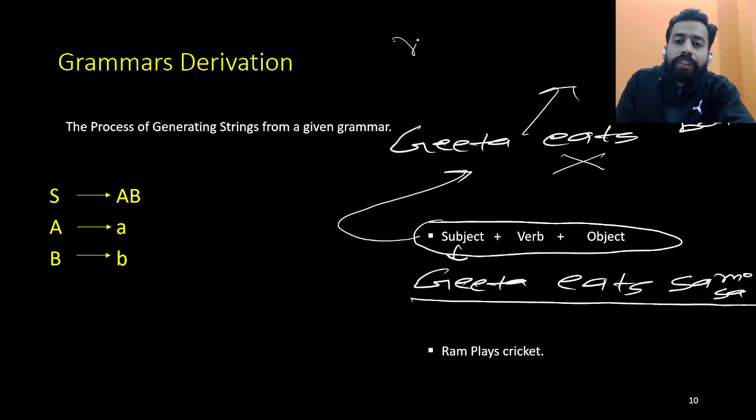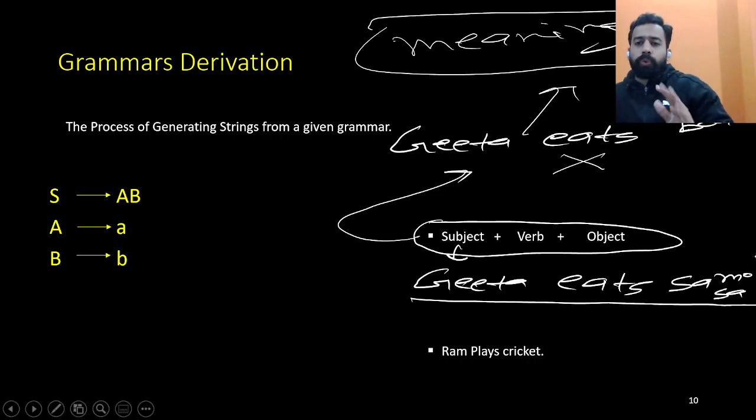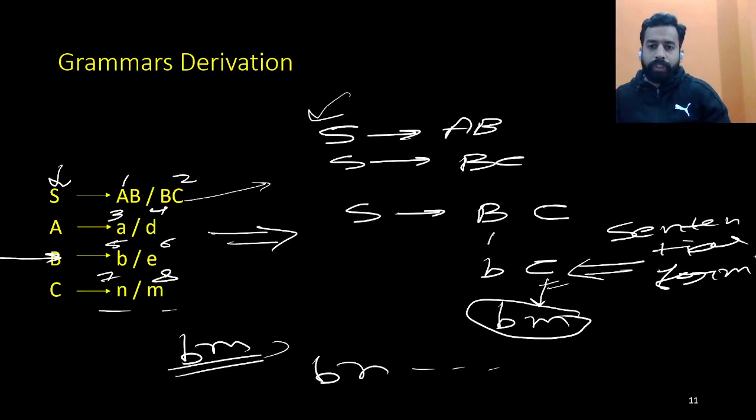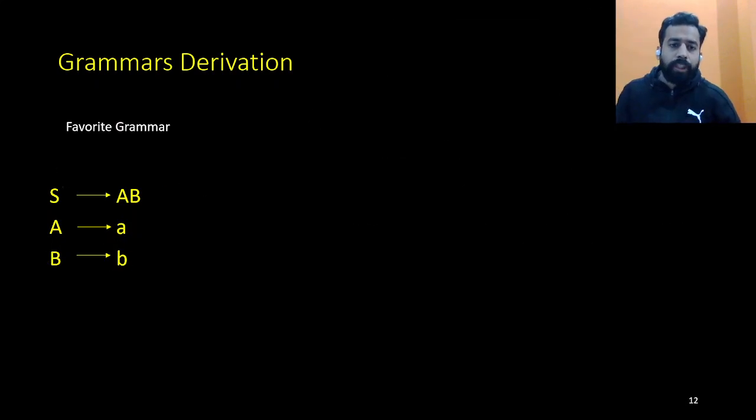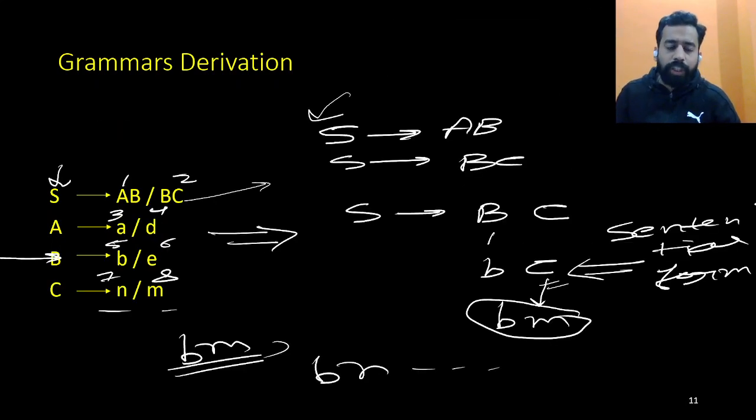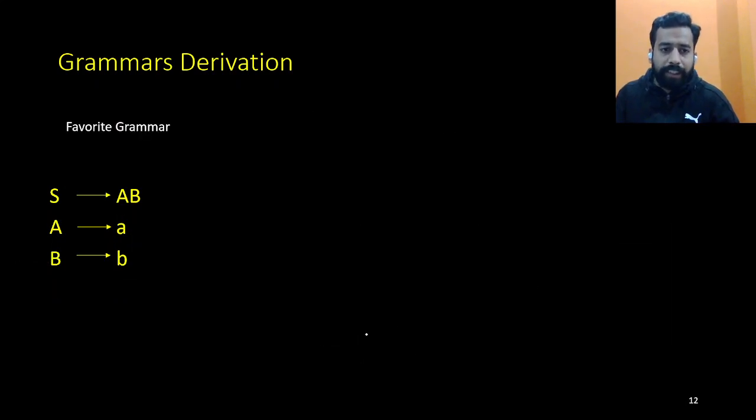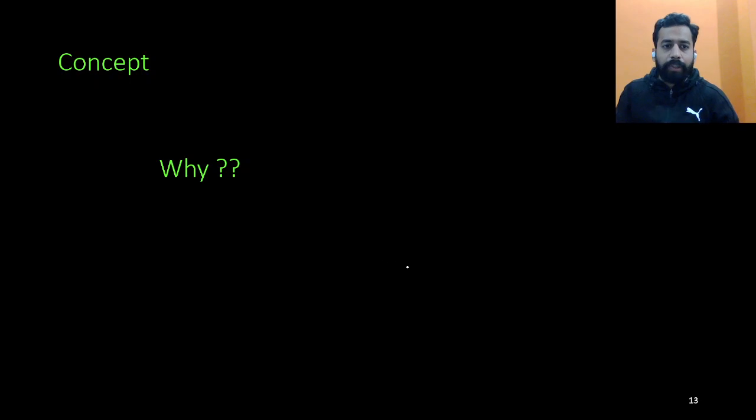So how will we check meaning? Okay, so I want you to write a question mark here, and we will get back to it after one or two classes. I just wanted to introduce you to this thing. Okay, so let me proceed further. So we have created sentences from another grammar as well. This is our favorite grammar.